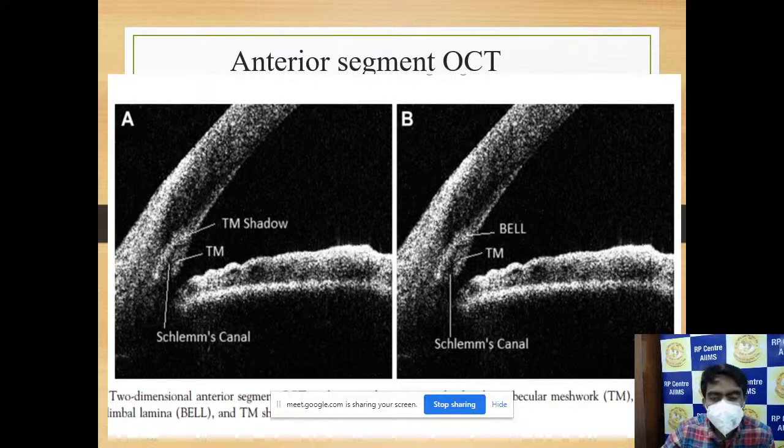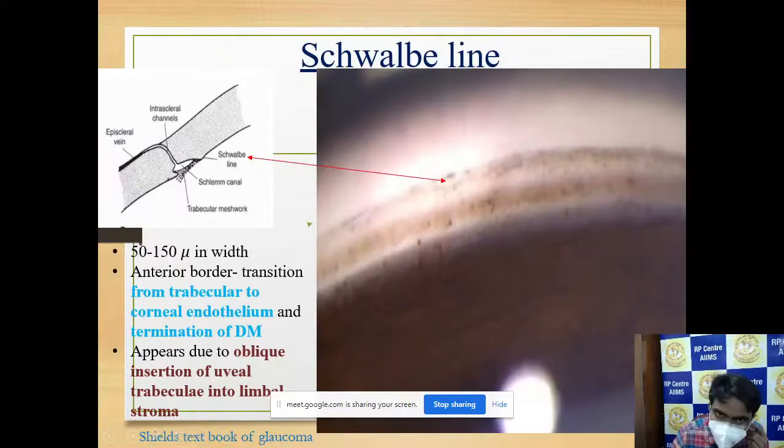Then coming to anterior segment OCT, on anterior segment OCT we can see the shadows of the trabecular meshwork here, which are collected into Schlemm's canal, and this is the banded endothelial limbal lamina where Schwalbe's line starts, and this is the actual trabecular meshwork, which gets connected to Schlemm's canal.